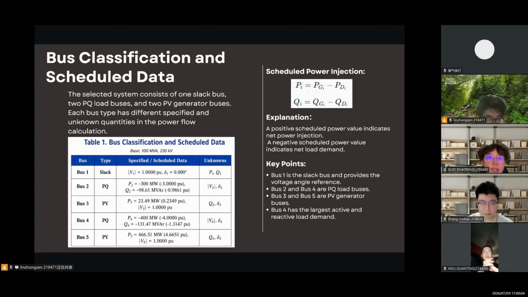So this slide shows the bus classification and scheduled power data. Bus 1 is a slack bus, which provides the voltage angle reference and balances the system power losses. Bus 2 and bus 4 are PQ buses, meaning their real and reactive power are specified, while their voltage magnitude and angle need to be solved. Bus 3 and bus 5 are PV buses, which are generator buses. Their real power and voltage magnitude are specified, while reactive power and voltage angle are calculated.